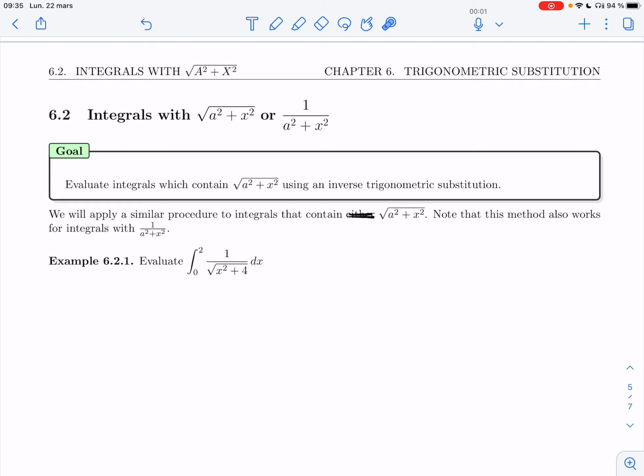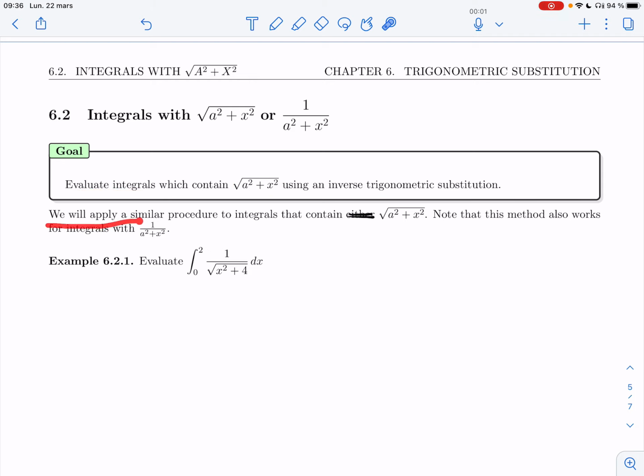Hello and welcome back. In section 6.2, we'll be talking about integrals with a square root of a squared plus x squared, or this technique will apply also with a squared plus x squared in the denominator. Our goal is to evaluate integrals which contain the square root of a squared plus x squared using a different inverse trig substitution.